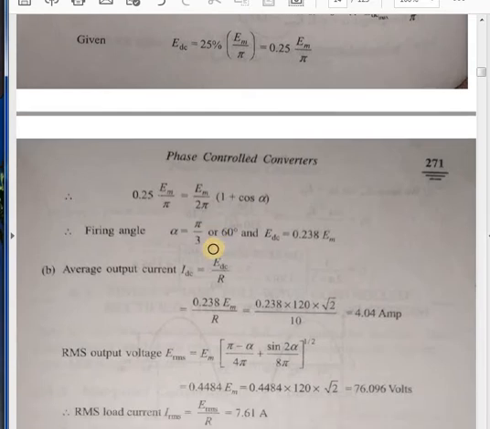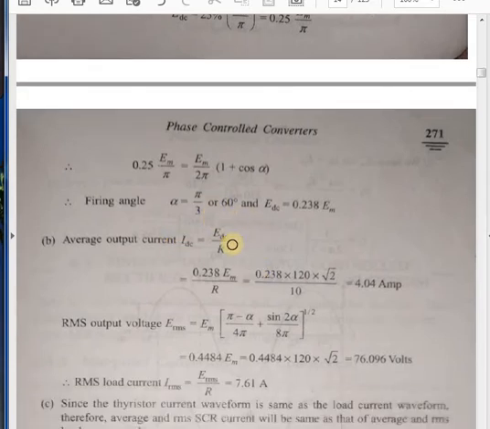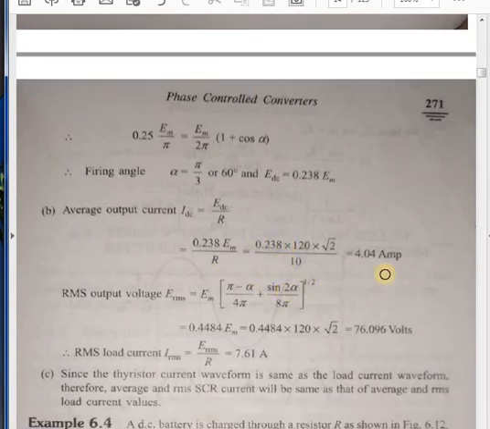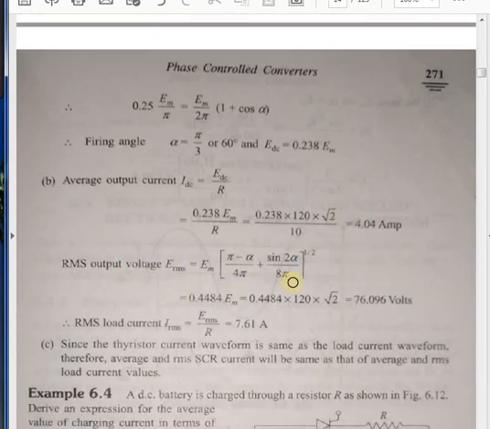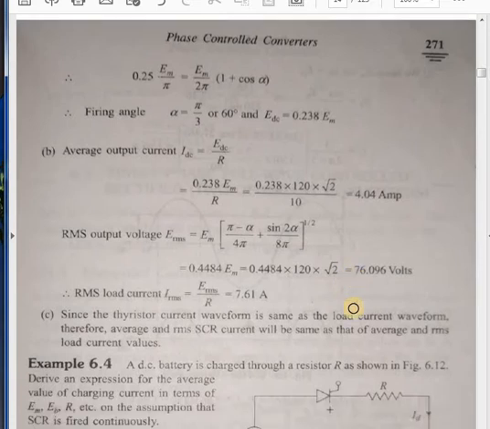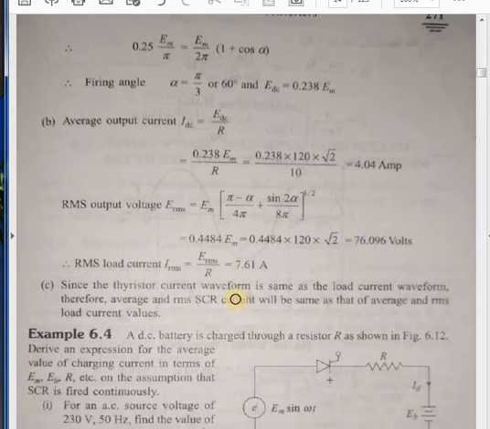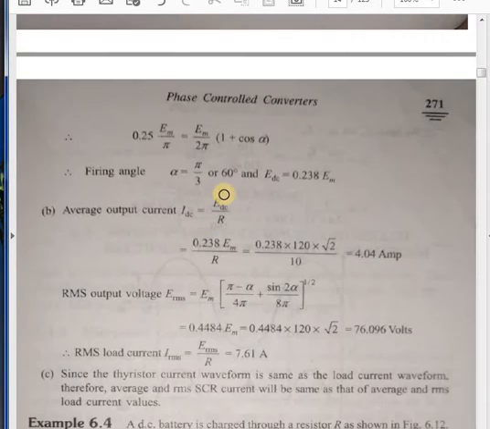From this you will find out the current. EDC by R will be your current. R is 10 ohms. Substituting the value, you will get the value of average output current. RMS voltage will be calculated similarly, and your RMS current will be ERMS by R.